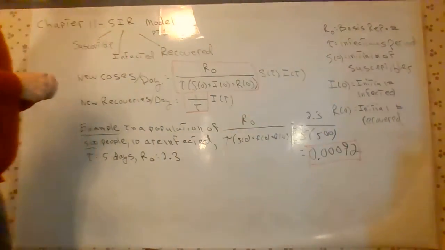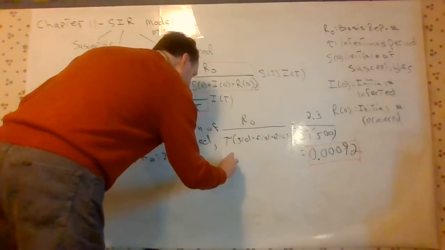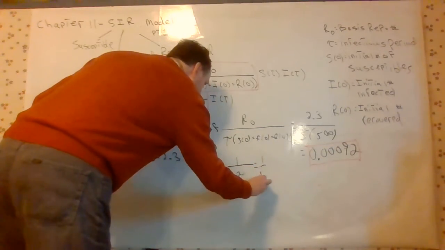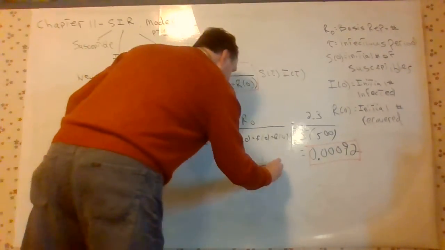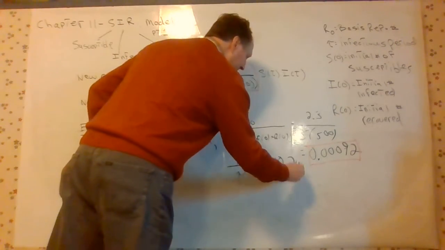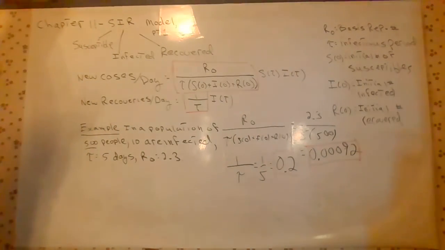We'll use that in the next video. We also want to calculate this coefficient right here. That's pretty easy. 1 over tau is 1 over 5, which is 0.2. And likewise, we're going to use that.